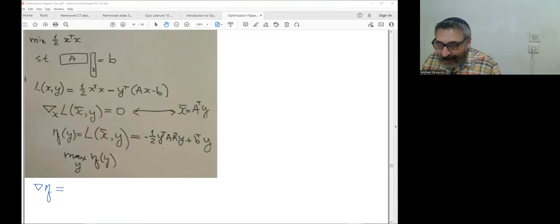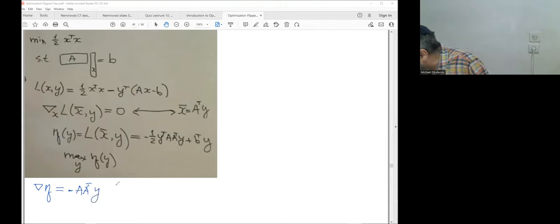So this is a quadratic function with matrix A, which is symmetric. So all we get is A transpose y, with minus, minus A transpose y. And then we get plus b. And this is zero. Now you understand why I put my minus at the beginning? Because all my expressions become very convenient.